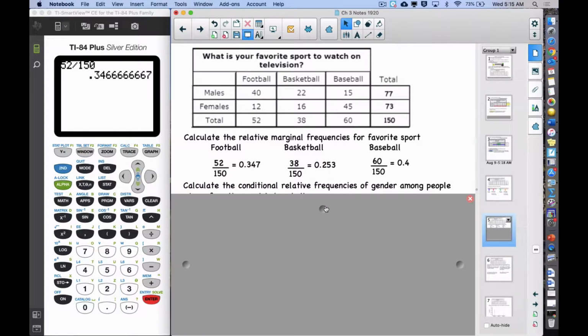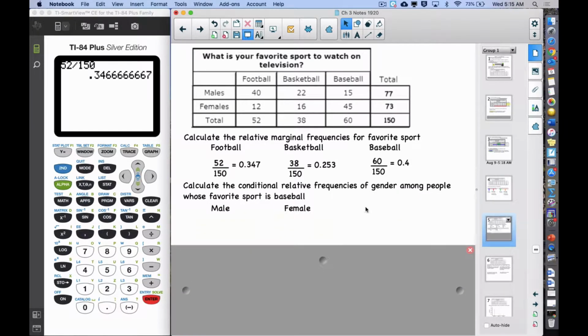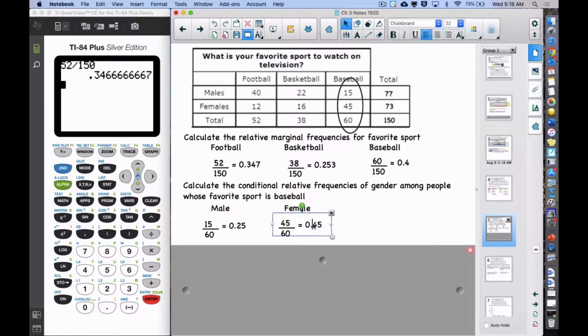If I want to look at a conditional relative frequency, now we need to pay attention to their wording, of gender among people whose favorite sport is baseball. So I'm only looking at this group where people whose favorite sport is baseball. So I am only concerned with this group of numbers, and I'm looking at the breakdown of gender. So out of the people whose favorite sport is baseball, there are 15 males out of 60 people total, which is 25%. There are 45 females out of 60 people total whose favorite sport is baseball, which is 75. Well, that's a typo, which is 75%.